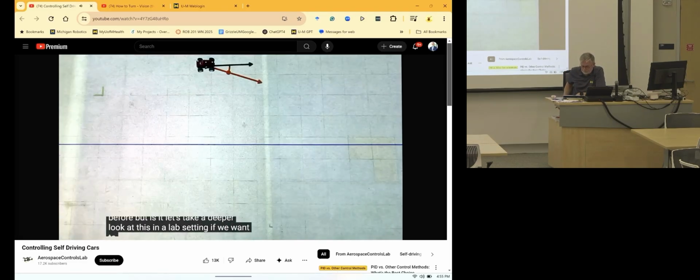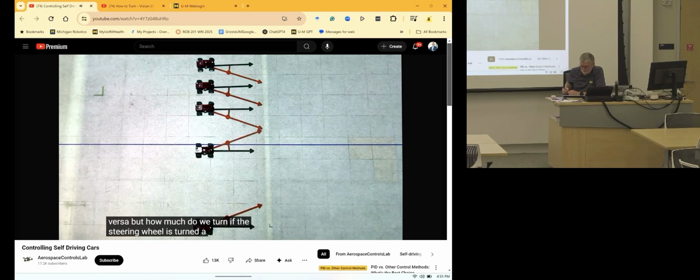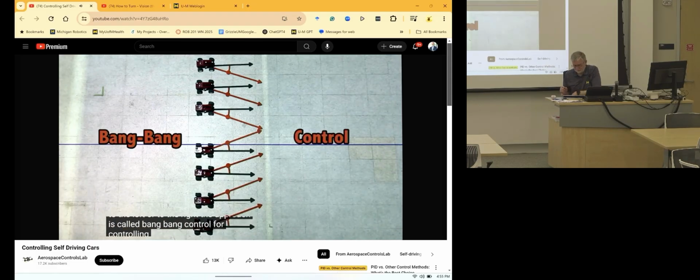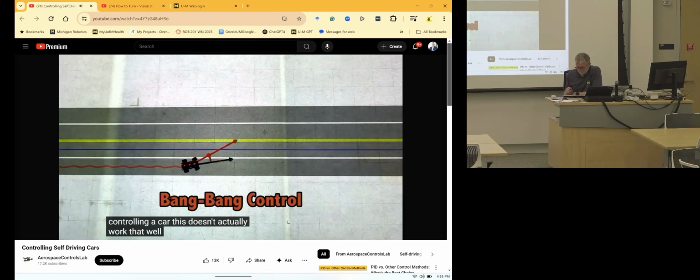Setting. If we want to follow a line, but we are too far to the left, we turn to the right, and vice versa. But how much do we turn? If the steering wheel is turned a fixed amount to the left or to the right, the approach is called bang-bang control. For controlling a car, this doesn't actually work that well. The response is very jerky and uncomfortable for the passengers.